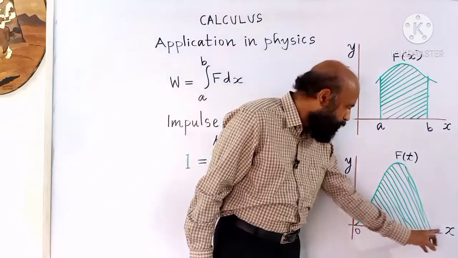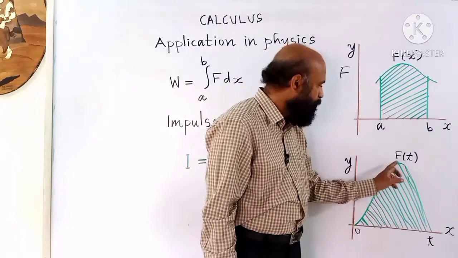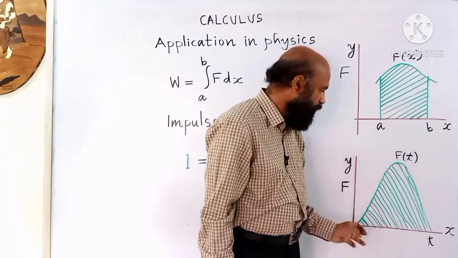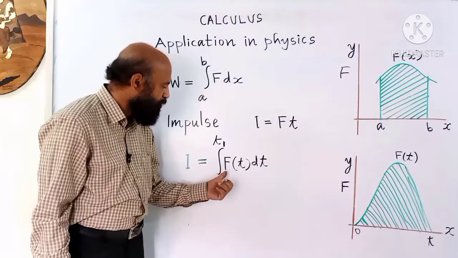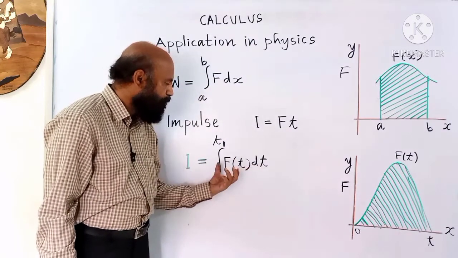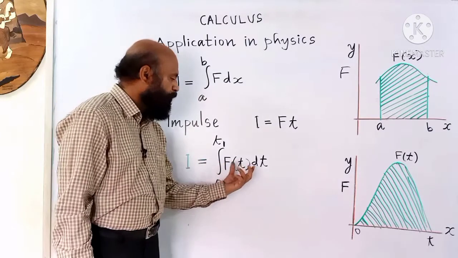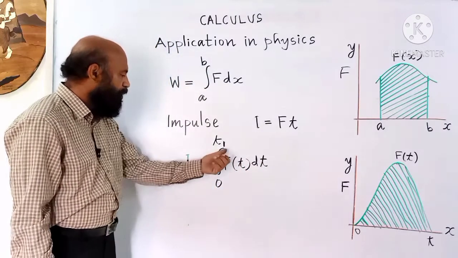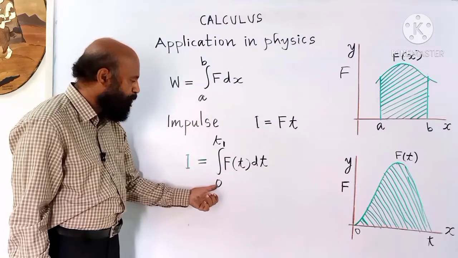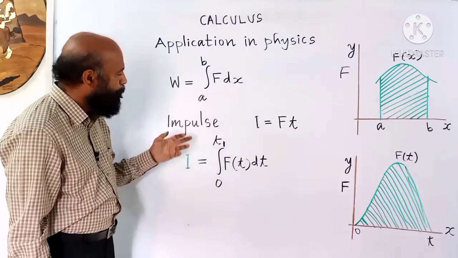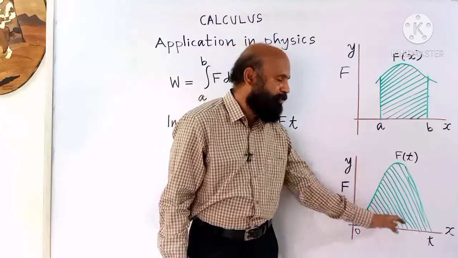So you mark the time along the x-axis, force along the y-axis, and you get a graph. Force is a function of time, so this is the graph. You have to find the impulse for a short interval, that is f of t dt. For a small interval, f of t dt, then impulse is the integral of f of t dt, where time changes from 0 to t1. So the impulse of an impulsive force is given by the area under the force time graph.